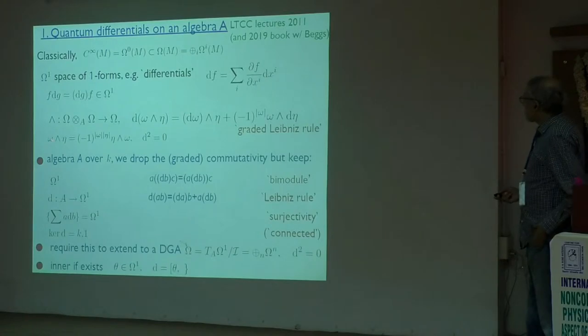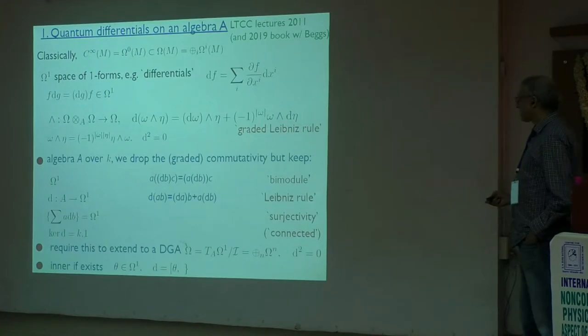So let's just review how we're going to do that in the quantum world. Classically, C infinity functions on a manifold would be part of the exterior algebra. This would have different degrees. Degree 0 would be the functions. Degree 1 would be the one forms. And there'd be a differential which turns any function f into a one form. These dx^i are the basis of one forms locally. Now, of course, functions and one forms commute like this. And they extend to the whole exterior algebra with a wedge product, which is graded commutative, and where d obeys this graded Leibniz rule, where omega and eta are any forms of different degrees.